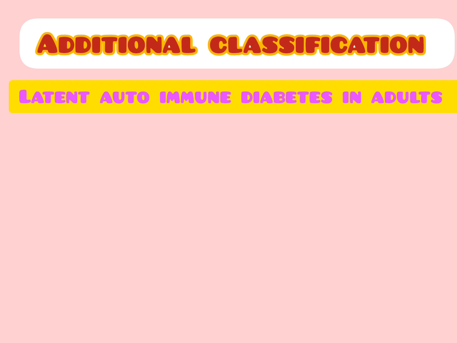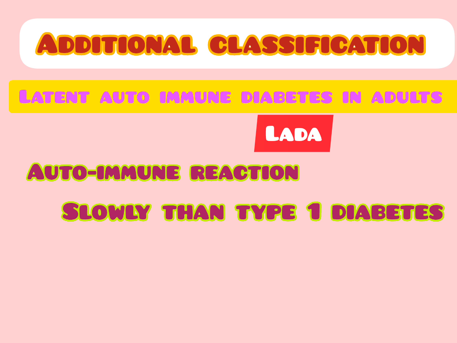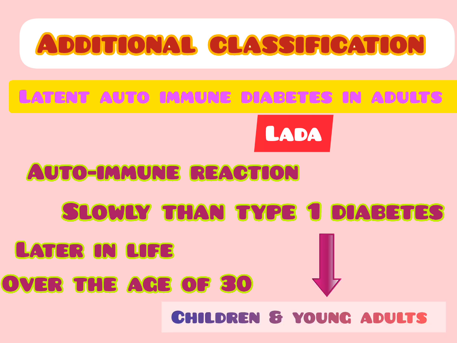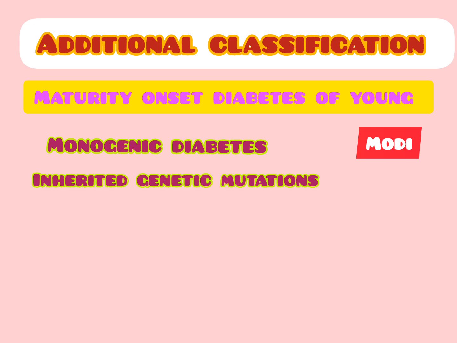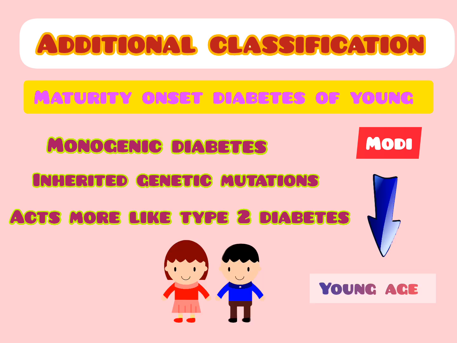Next is latent autoimmune diabetes in adults, LADA. Like type 1 diabetes, LADA also results from an autoimmune reaction. It develops more slowly than type 1 diabetes. The name itself indicates it develops later in life, usually over the age of 30, whereas type 1 develops in children and young adults. Next is maturity onset diabetes of the young, MODY. It is also called monogenic diabetes and happens due to inherited genetic mutations that affect how your body makes and uses insulin. Do you know, this acts more like type 2 diabetes, but the difference is MODY affects young age.